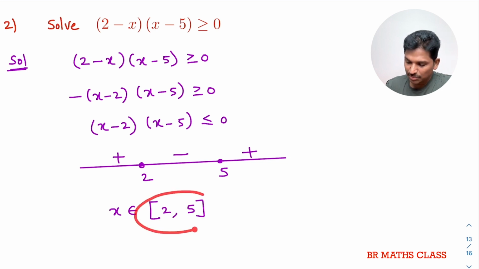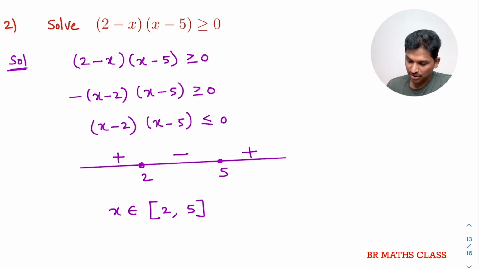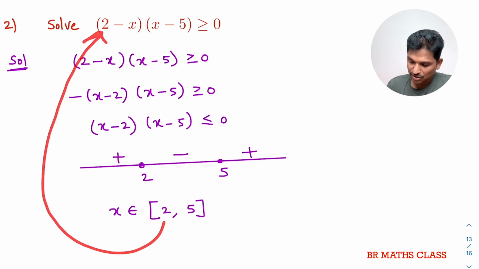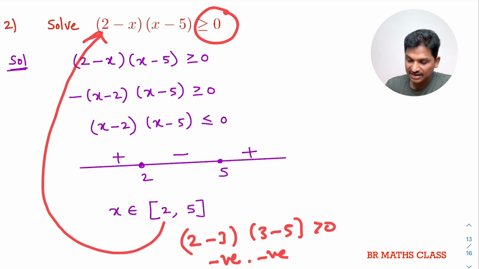You take any number in this interval. For example, in this interval 3 is there. That 3 you substitute in this question. It 100% satisfies. Substitute 3 in this. What you will get? 2 minus 3 into 3 minus 5. 2 minus 3 is negative. 3 minus 5 is also negative. Negative into negative is positive. See here greater than or equal to 0 is there.